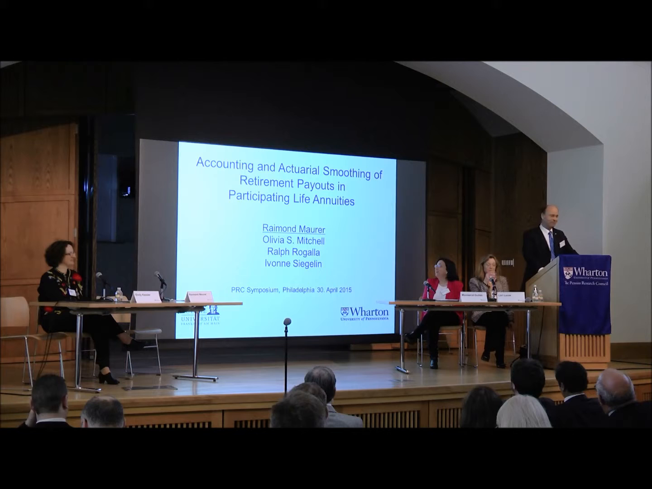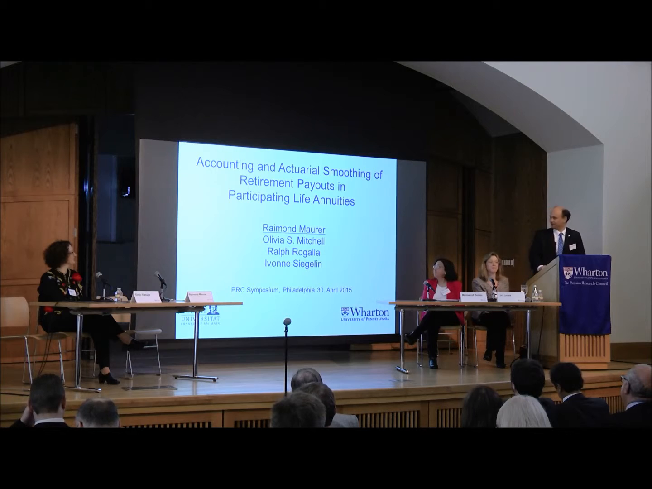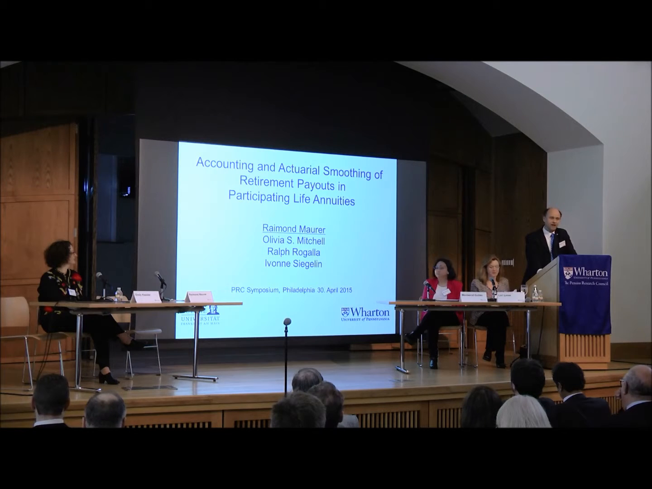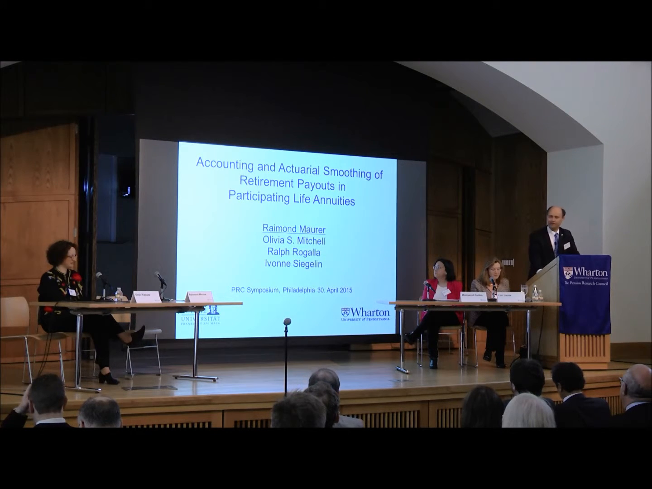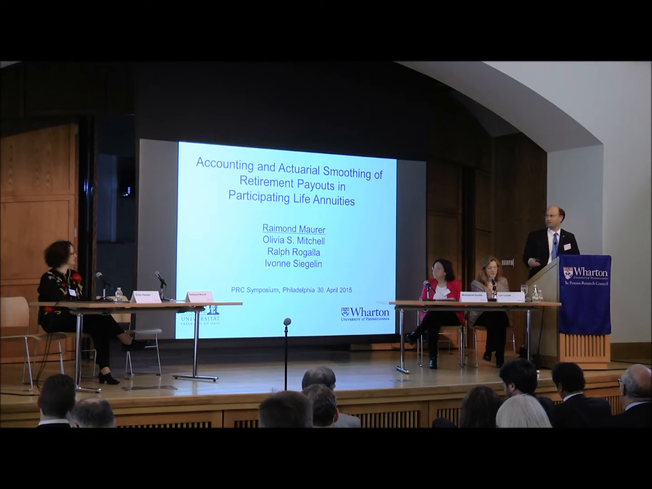The presentation is about accounting and actuarial smoothing in retirement payout life annuities, participating life annuities. This is work which I have written together with Olivia and Ralf Rogalla and Yvonne Sieglin. Yvonne Sieglin is a trained actuary, so it was only possible to do this kind of research with somebody who is really interested to go in depth into numbers and all of this stuff. It's an attempt to try to quantify, not only to talk about, but to quantify the effects of accounting standards and actuarial techniques for a special kind of annuity product.